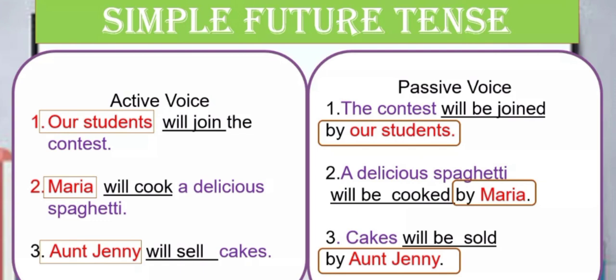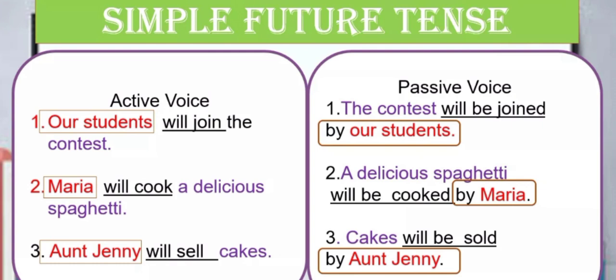So we have here the contest. So we have here the contest will be joined. So it's again in the past participle by our students. Next, Maria will cook a delicious spaghetti. So the color coding will help you. So the first became the last, the last became the first. Okay, please take note. The first here, our students in the active, for example, already became the last part, by our students. So let's now proceed with number 2.